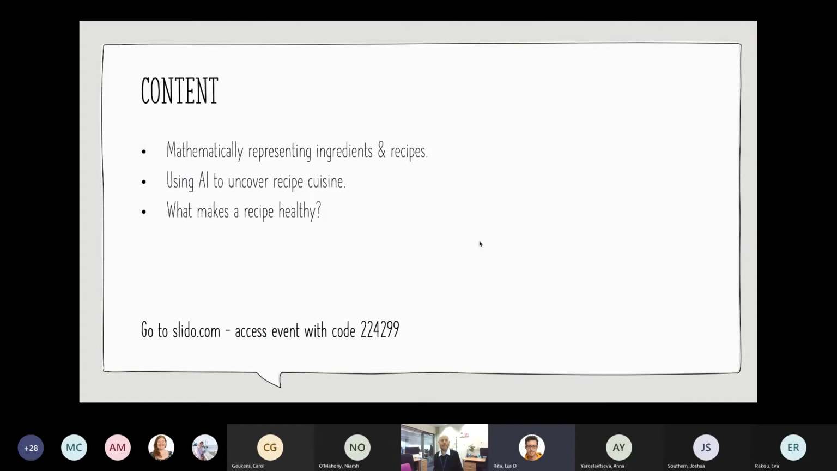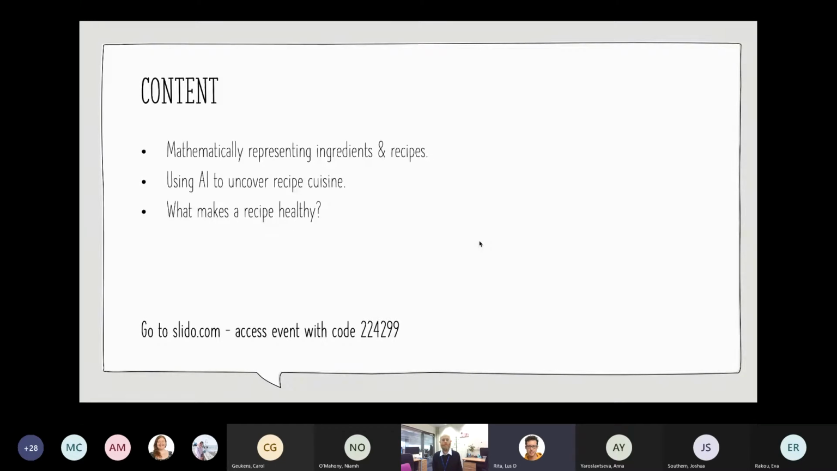My presentation will be divided into three topics: how to mathematically represent the ingredients and recipes first. This is a very important point to be able to make the analysis that we want, not only from a COVID-19 perspective, but also for cancer, diabetes, and obesity. I'm going to touch on not only mathematically representing those ingredients, but also the recipes made of the same ingredients.